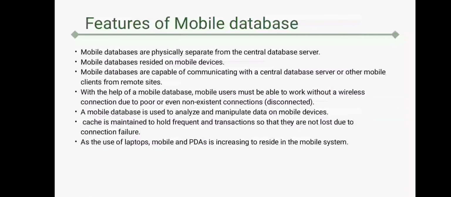Features of mobile database: whatever your mobile does is a feature of the mobile database. A mobile database is physically separate from the central database server and resides on mobile devices. Mobile databases are capable of communicating with the central database server or other mobile clients from a remote site. With the help of a mobile database, mobile users must be able to work with the wireless connection despite poor or even non-existing connections. Yes, even with non-existing connections it can store the data.